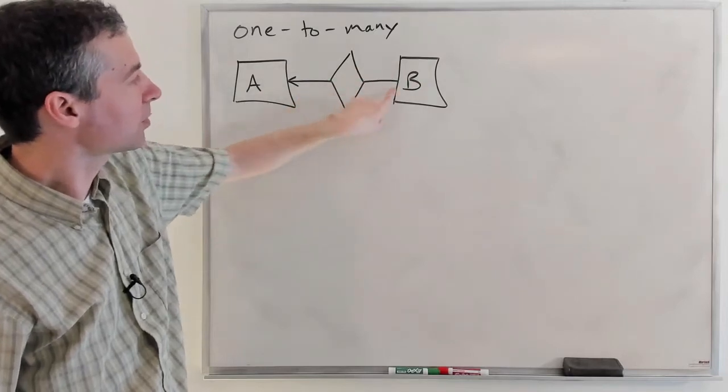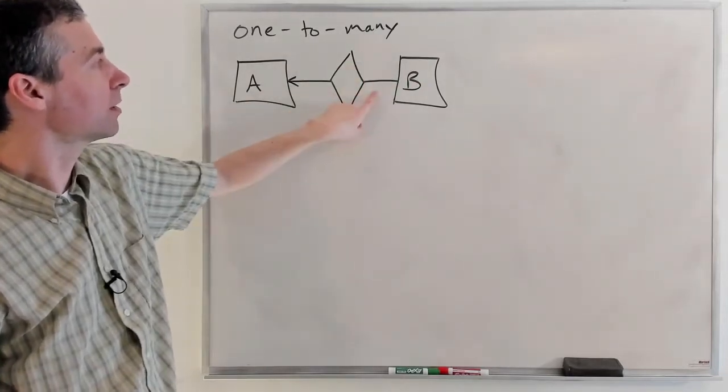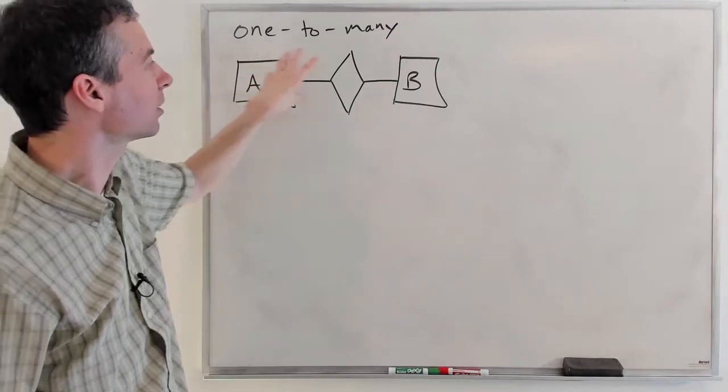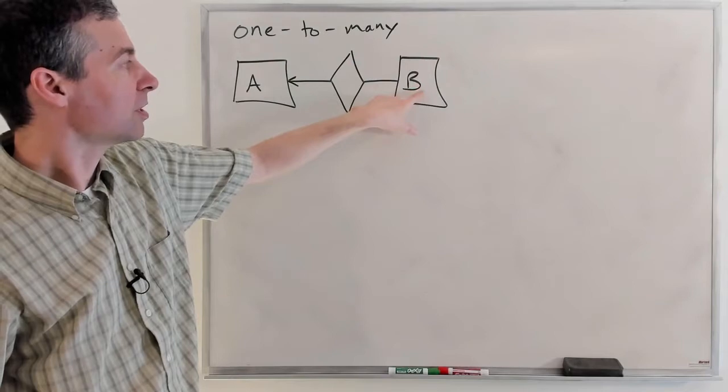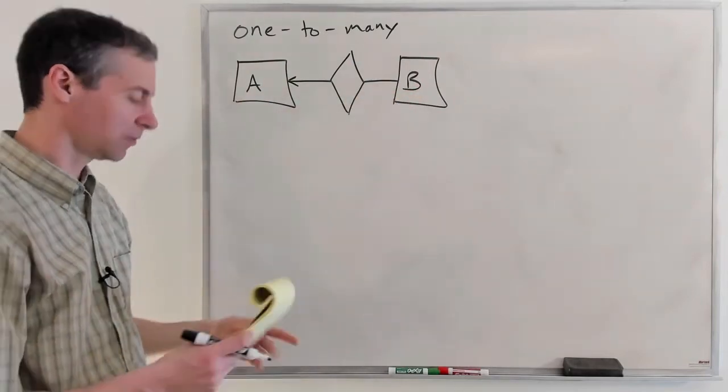So we start here, and this is not decorated. When it's not decorated, it's many. So one thing here can go to many things here, but each of these will go to at most one of these.